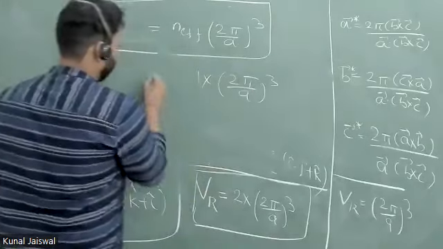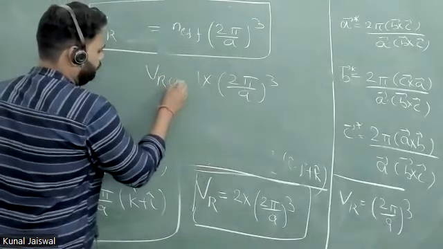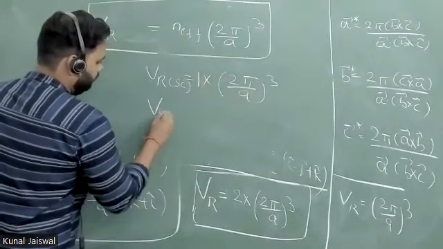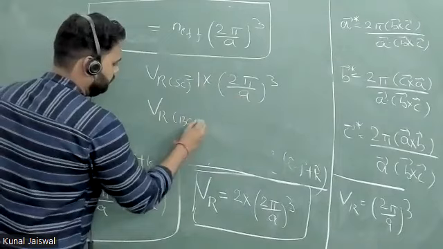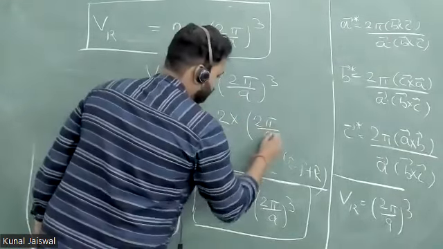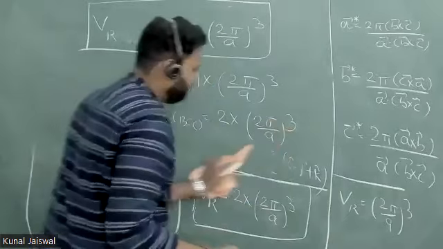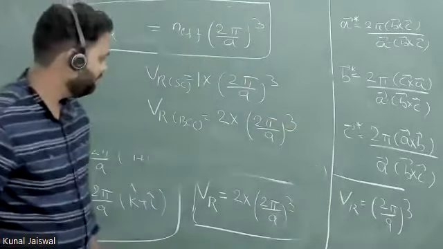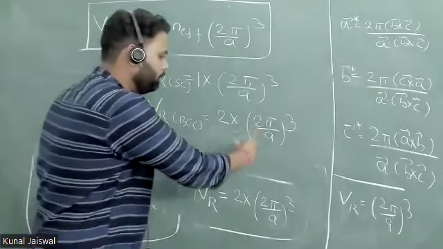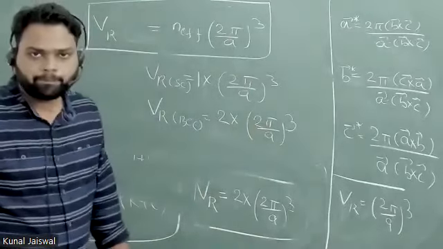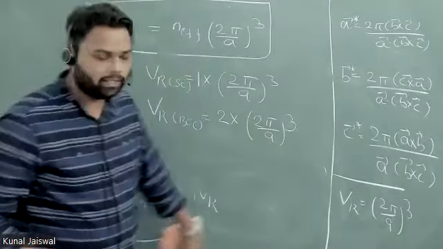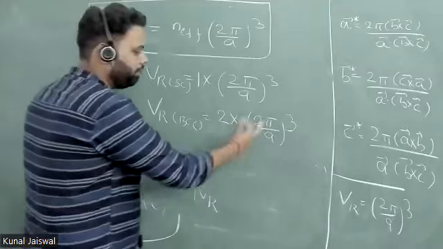I'm writing this like that. VR of simple cubic is equal to 1 multiplied by this, and VR of BCC is equal to 2 multiplied by (2π/a) whole cube. Clear? And similarly, you will see that VR of FCC will be equal to 4 into (2π/a) whole cube. The reciprocal volume of the unit cell for FCC will be 4 multiplied by (2π/a) whole cube.